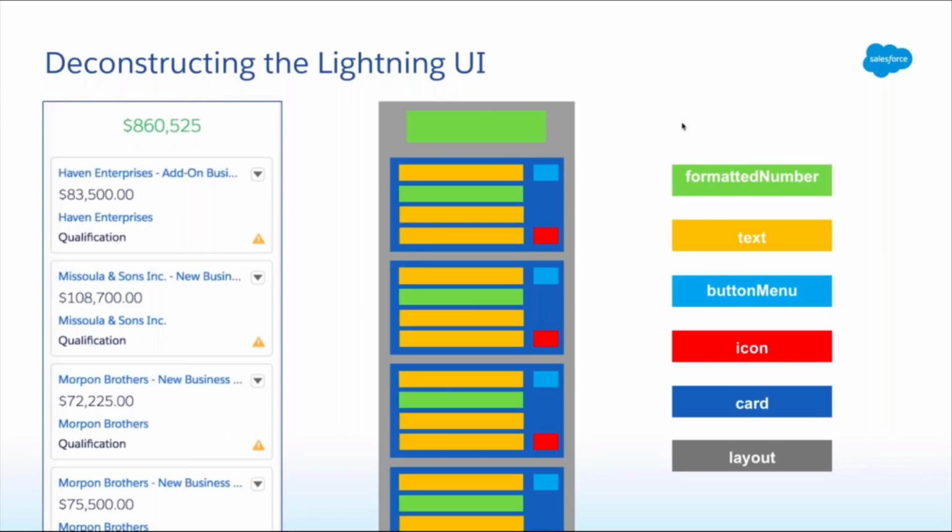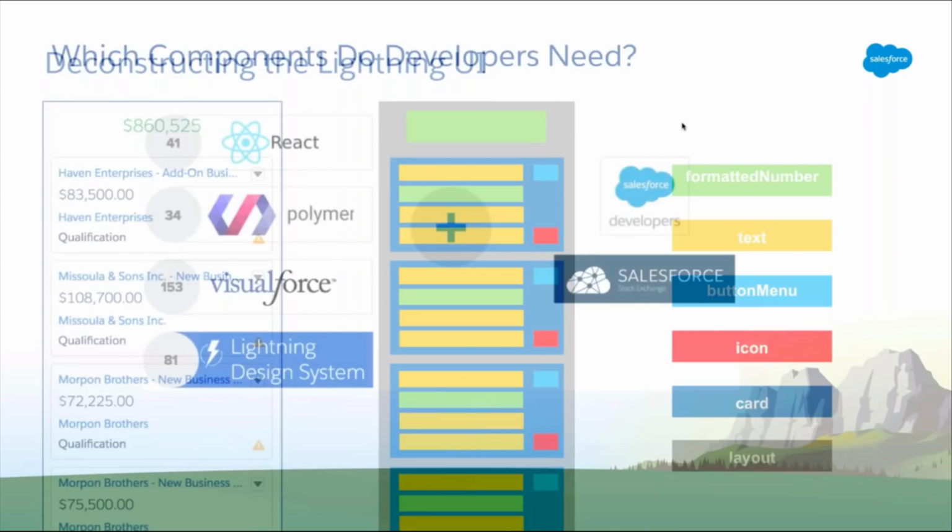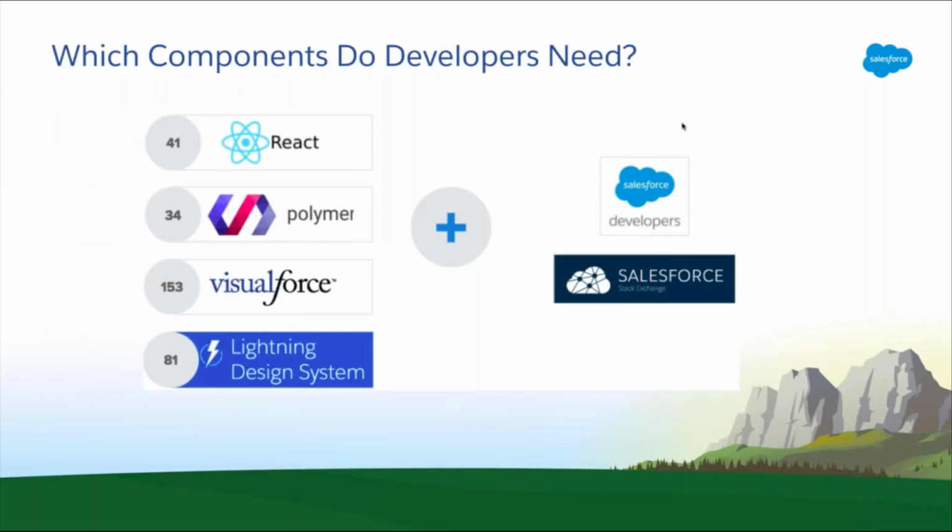But of course, how many components do you need? I mean, to be a good framework, how many components do you need? And we asked ourselves that very same question when we set out to build base components for the Lightning framework, to build those UI components. We asked ourselves, how many do we need? We looked at React, we looked at Polymer, we looked at Visualforce. Visualforce, wow, 153 components in Visualforce. We looked at our Lightning design system. At the time, it consisted of 81 blueprints for components.